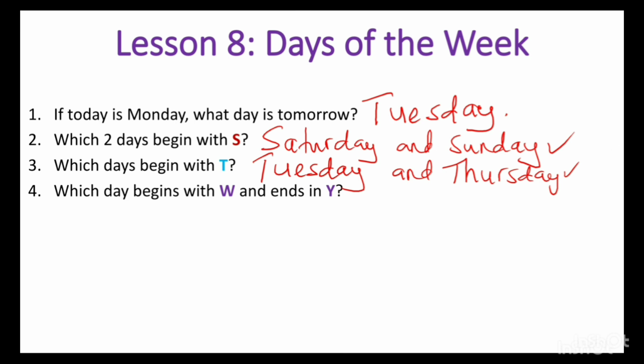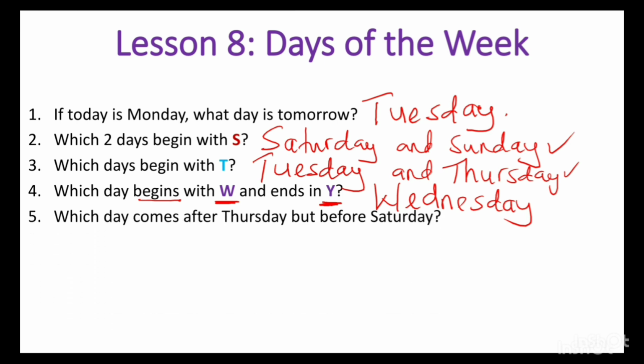Number 4, which day begins with W and ends with Y? This should be easy. There is only one day that begins with a W and ends with Y. It is Wednesday. And remember how you write it is not the same way you read it. Okay? It is pronounced Wednesday. Remember that. Okay? And the next one.